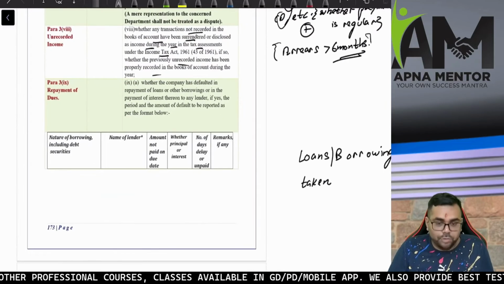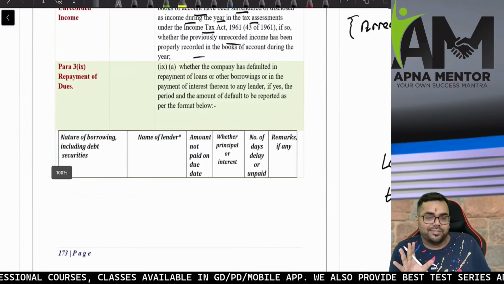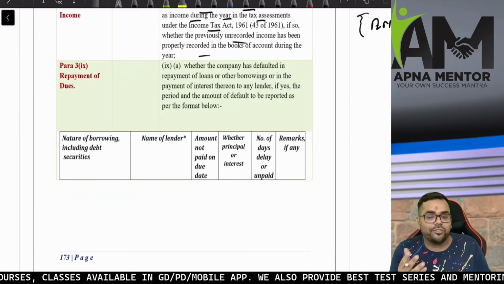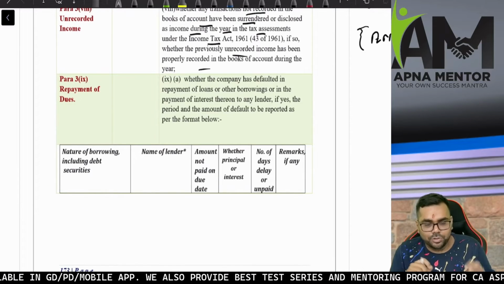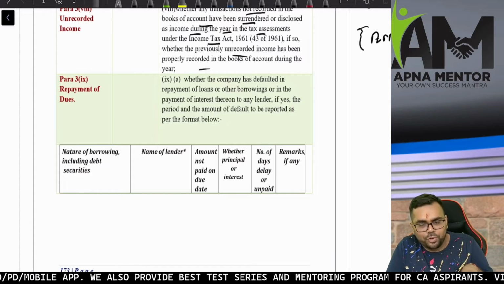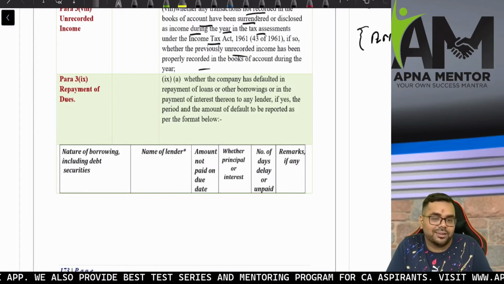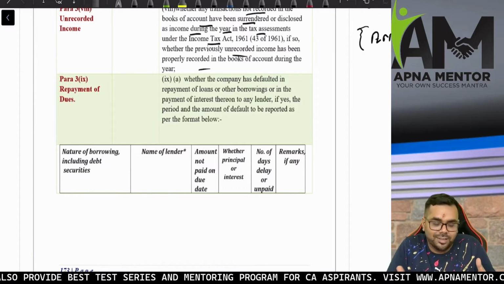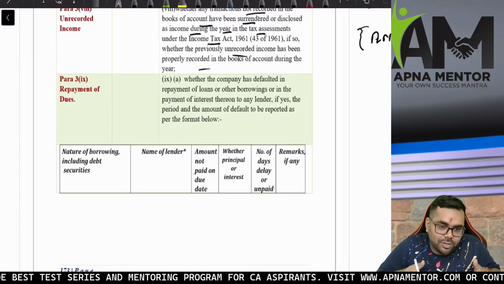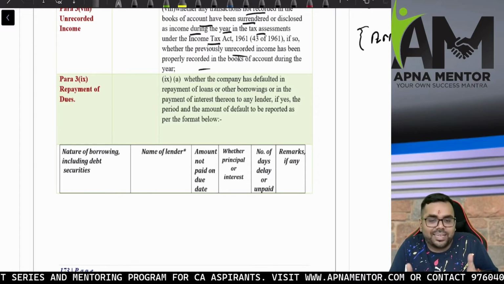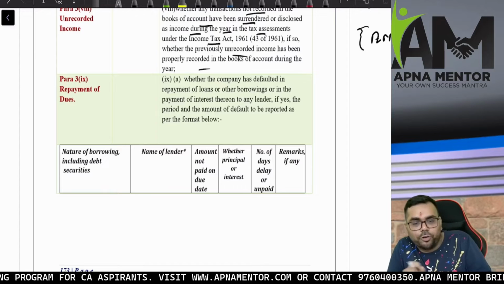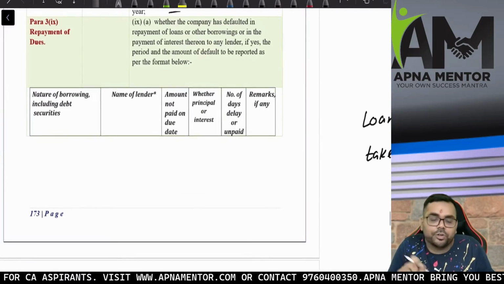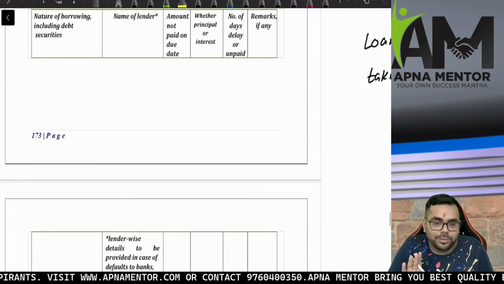Clause number 9. Now this is a very, very important clause. It talks about any kind of loan that the entity has taken and made a default. Right. So this particular clause, I can say, is a gift of Nirav Mehta. It's a gift of Vijay Mallya. For them, this clause has come into picture. That company has taken loan from any lender and made a default. So whether the company has taken loan from any of the lenders and made a default, I need to report as an auditor, and the format is given below.